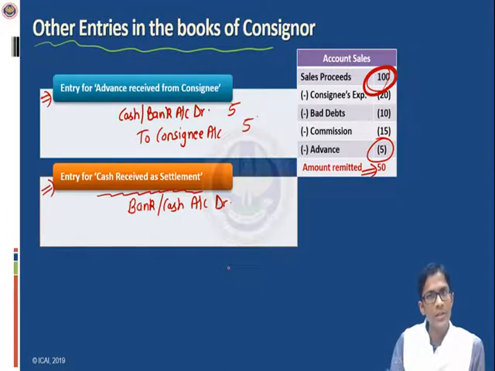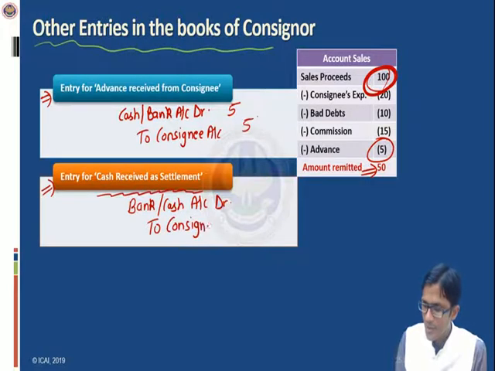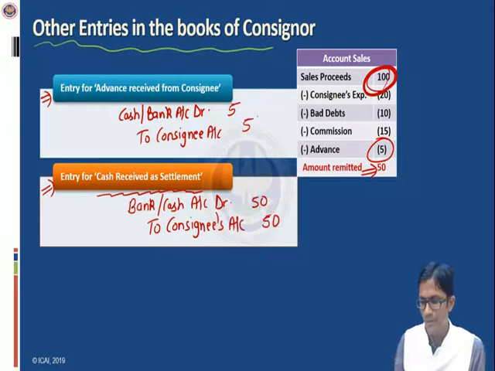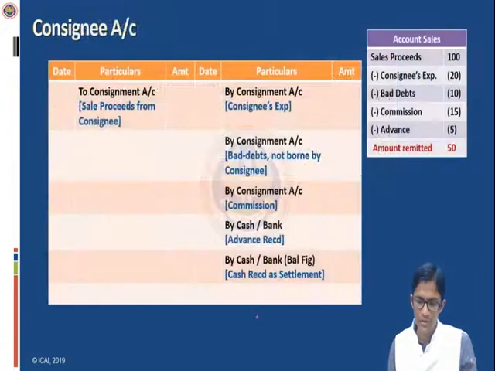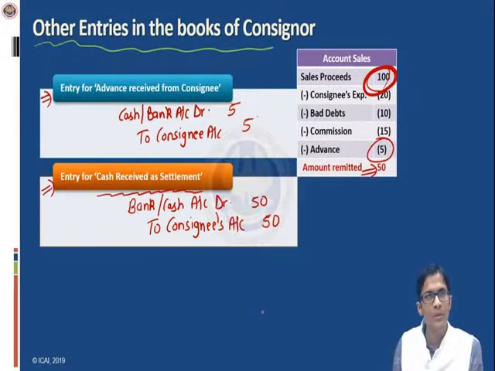And finally, consignee has paid that amount, not rupees 100 in full, because he has deducted some expenses for him, but he has paid rupees 50 to consignor. That's why now his account will be reversed. Consignee's account will now be credited by rupees 50. That is the amount which he has remitted. So these are the entries to be passed in the books of consignor, right?